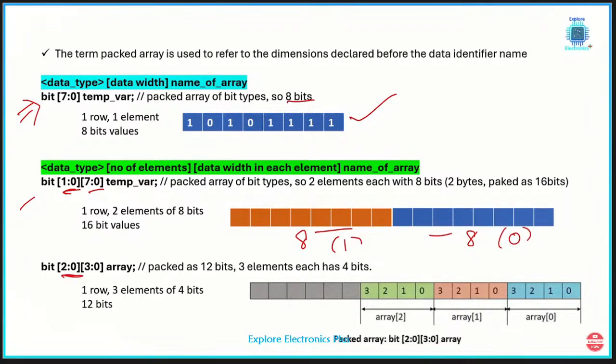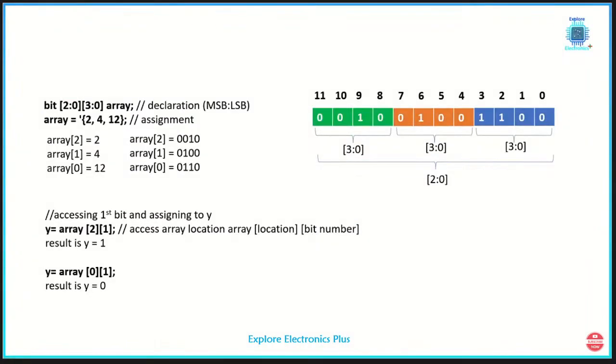We are representing them packed together. Similarly, if we have three such elements, we can represent it as [2:0] then [3:0]. The first value represents the number of packs we have, and [3:0] represents that each and every one will have 4 bits. This is the way we can represent a packed array. You can also see one more example here, bit [2:0][3:0] array. This is the number of such 4-bit values the array can take.